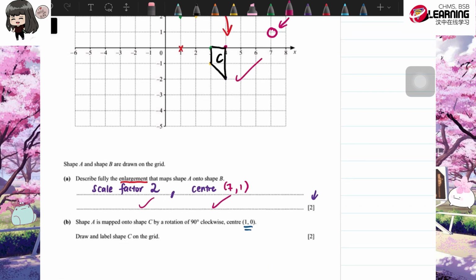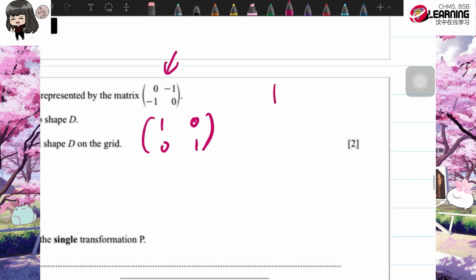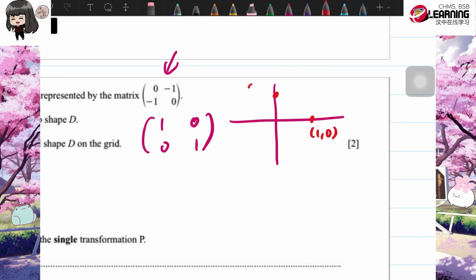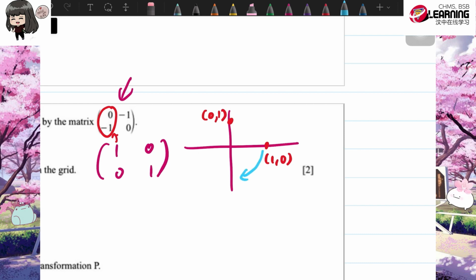Take the answer. And part C, transformation P is represented by this matrix. So you need to know what kind of transformation this is. Remember, I taught you the method of using (1, 0), (0, 1) as your standard. (1, 0) is here, and (0, 1) is here, right? Your standard matrix. So (1, 0) goes to (0, -1), meaning this one will go to here, (0, -1).